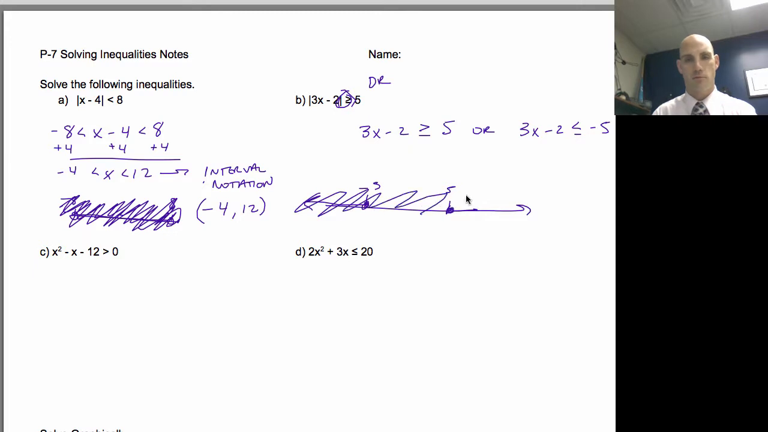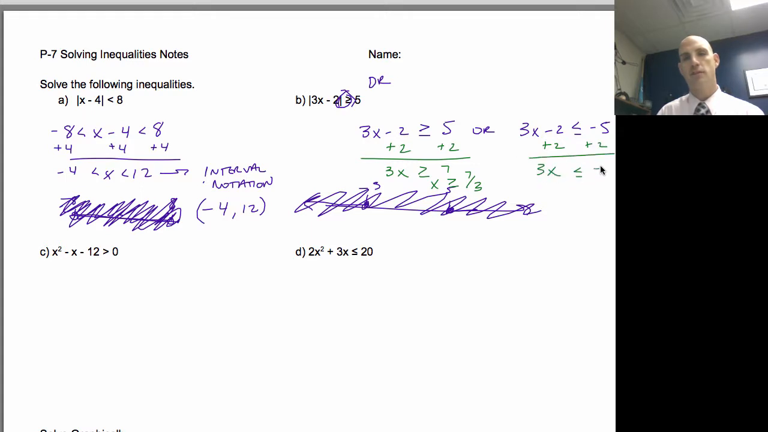Okay. We don't need this anymore. That was just helping us visualize. Okay, I'm crossing it out because I don't want you to confuse it with our solution. And so these we just solve like we would normal inequalities. 3x greater than or equal to 7, so x is greater than or equal to 7 over 3. Or add 2, 3x is less than or equal to negative 3, divide by 3 on both sides, x is less than or equal to negative 1.